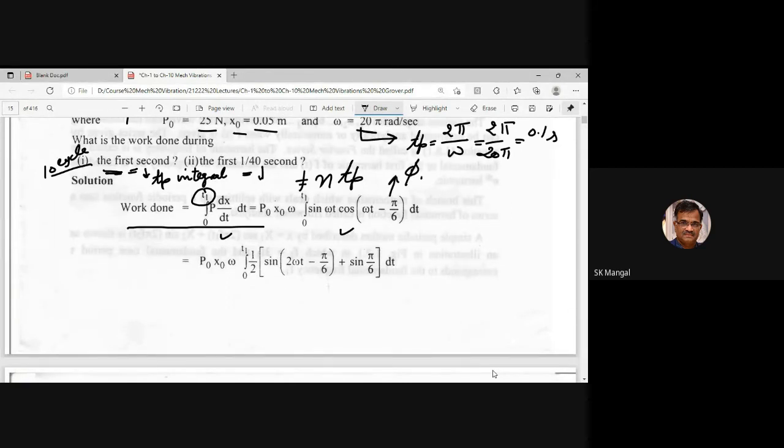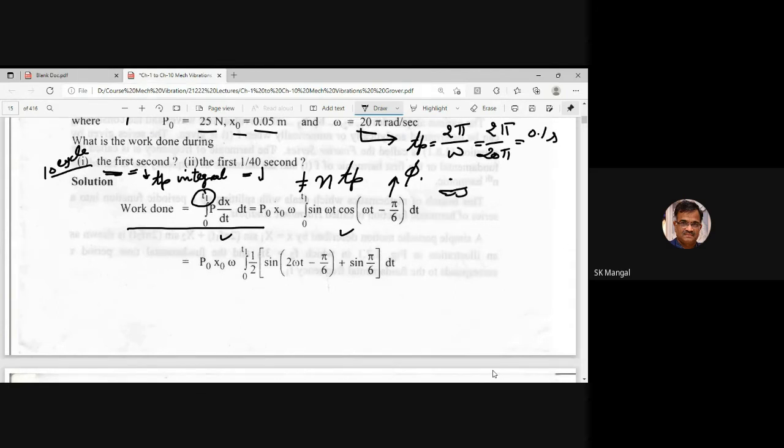This is your phi. So again you can use the formula here: sine A cos B is equal to half of sine A plus B plus sine A minus B. You can use this formula here and get this value.